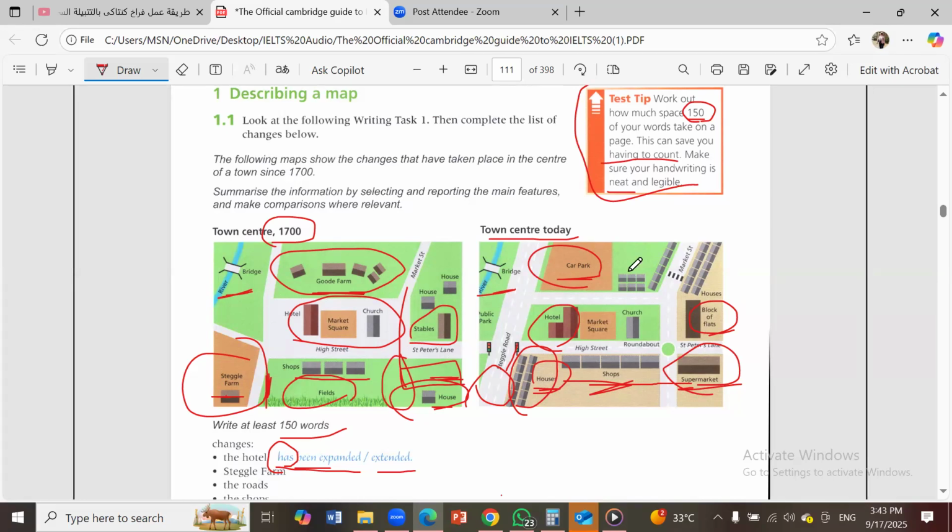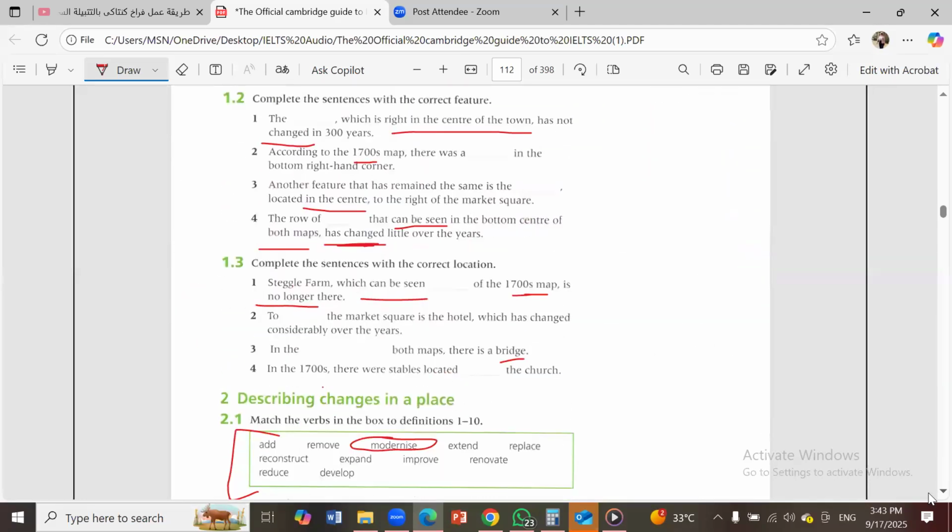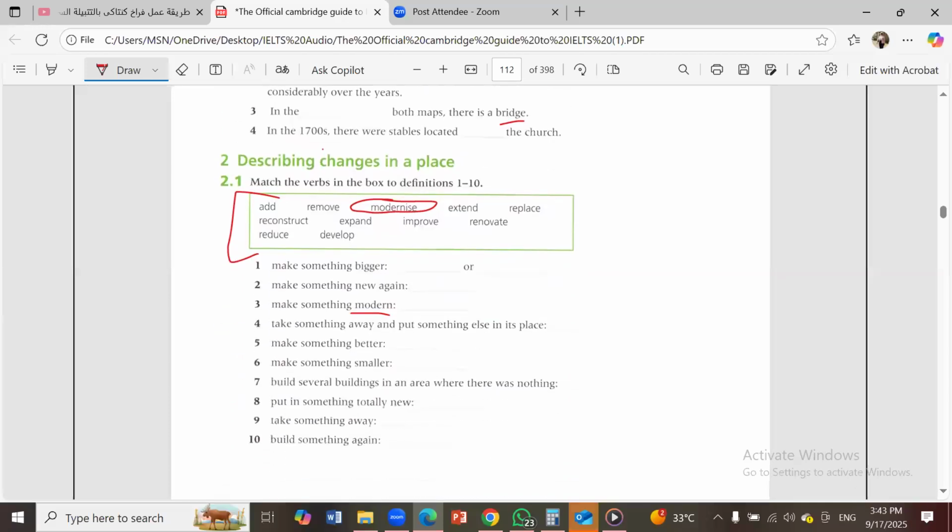And the green area on the top, the stables and houses were replaced by a block of flats. Yes. And the green areas removed as well. Are removed as well. So the last one, build something again.